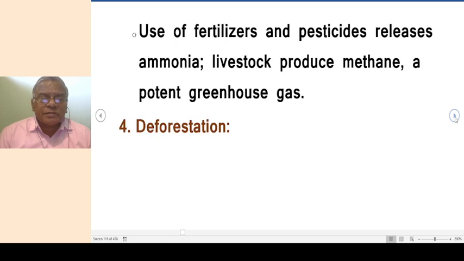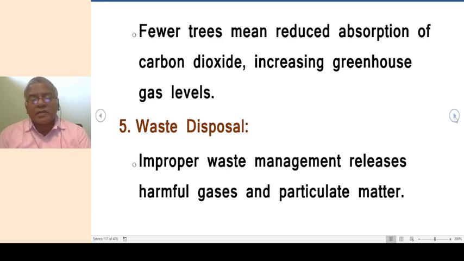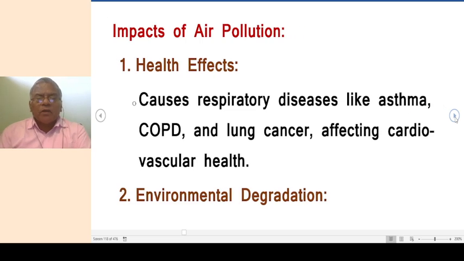Then agricultural activities. Use of fertilizers and pesticides releases ammonia. Livestock produce methane, a potent greenhouse gas. Then deforestation. Fewer trees mean reduced absorption of carbon dioxide, increasing greenhouse gas levels. Then waste disposal. Improper waste management releases harmful gases and particulate matter. What are the impacts of air pollution?